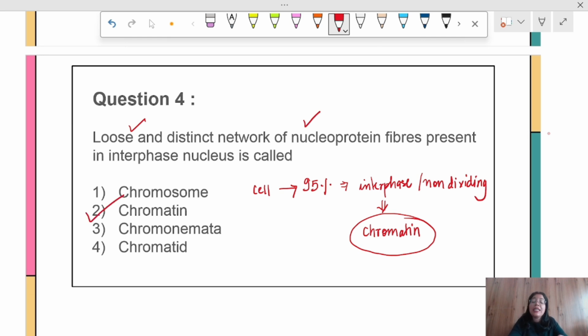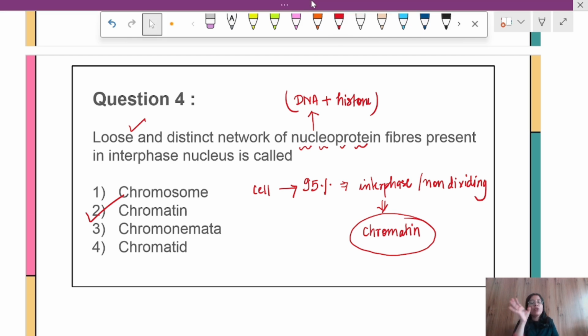That loose distinct network of nucleoprotein. What is the protein which is present in this chromatin? Can you tell me? Nucleoprotein, what is the meaning of this word? Nucleoprotein means nucleic acid, which is DNA here, plus which protein? Histone protein, right? These two things are present which make chromatin, right? And in the interphase nucleus you have this. From metaphase onwards you will be seeing chromosome, right? You will not be able to see chromosome before metaphase.